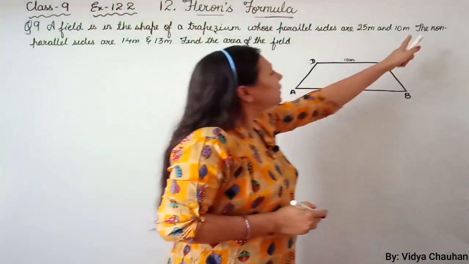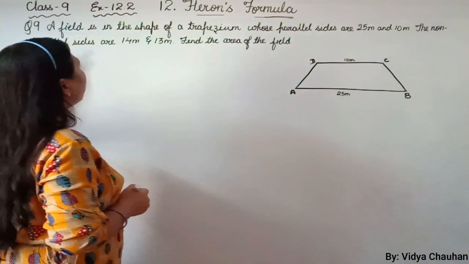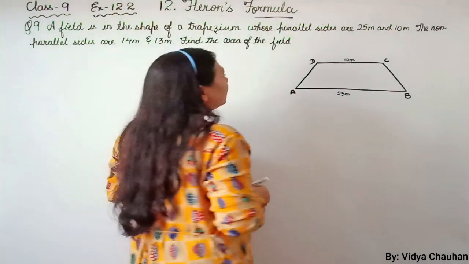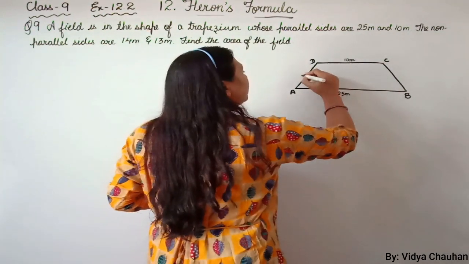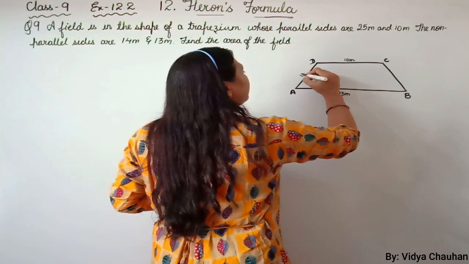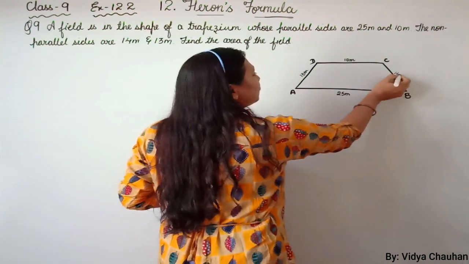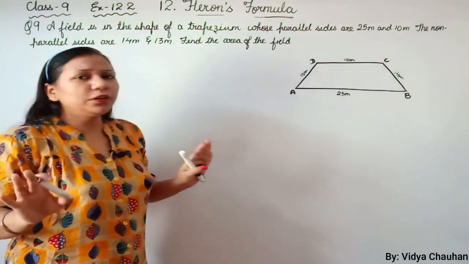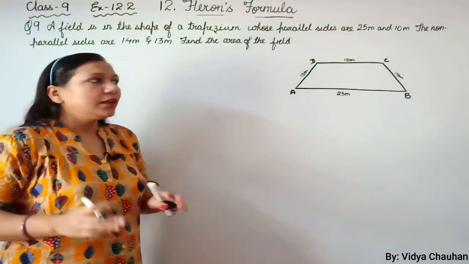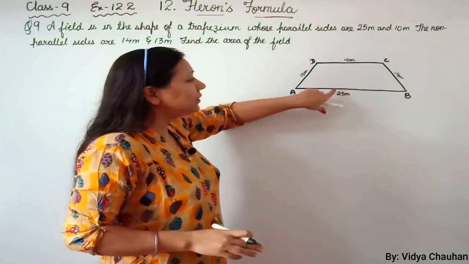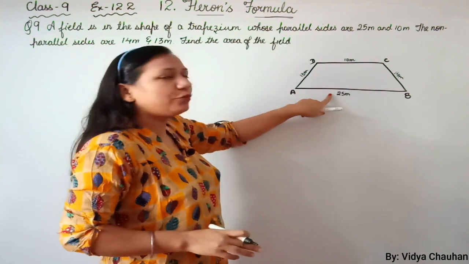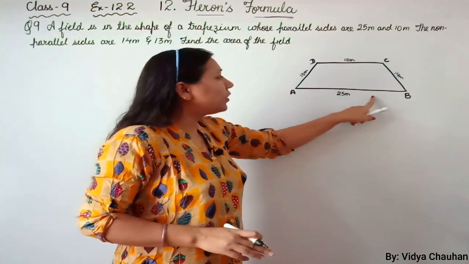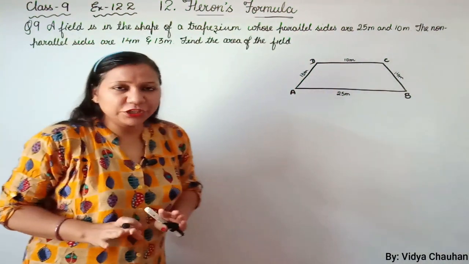Now the next line, the non-parallel sides are of 14 meter and 13 meter. So one of the non-parallel sides, I'll consider it as 13 meter and the other side as 14 meter. You can write 14 here and 13 there. There will be no difference in the solution by shuffling. But yes, with the dimensions of the parallel sides, you have to be careful. The shorter side gets the smaller measurement and the longer side gets the bigger measurement.